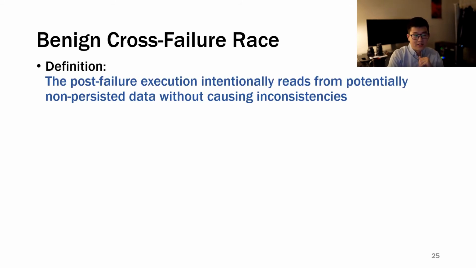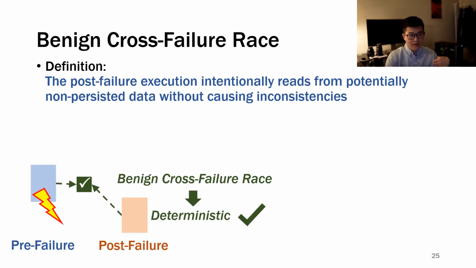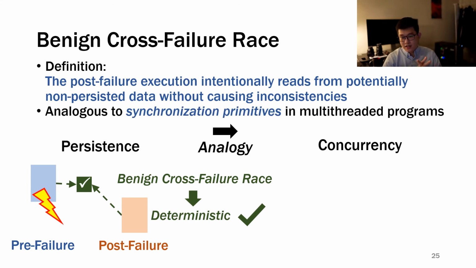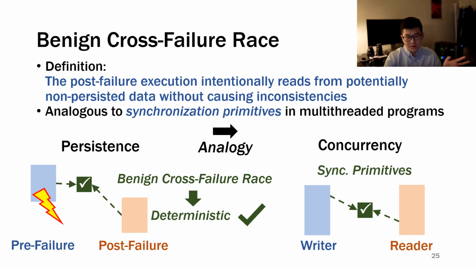More specifically, the definition of a benign cross-failure race is that the post-failure execution intentionally reads from some potentially non-persistent data without causing any inconsistencies. And because it is deterministic, we regard it as correct. Again, we make an analogy with the concurrency domain. We have the writer and the reader again, but the shared location in the middle is some synchronization primitive, say a locking variable. Because the behavior is well defined under such a locking variable, either one gets the lock or the other gets the lock. So we don't have any problem here.